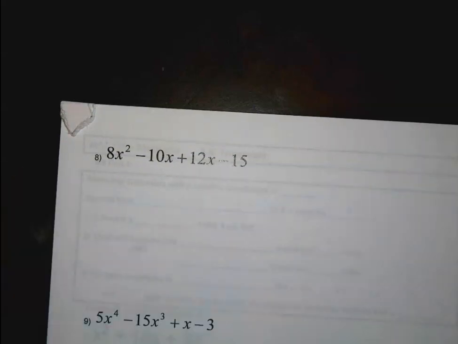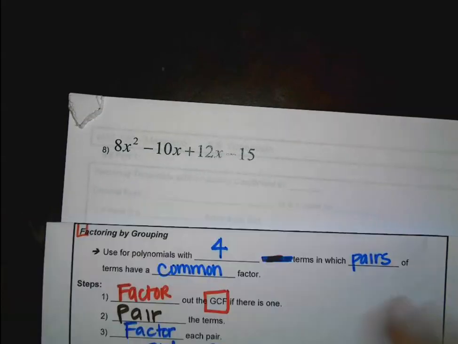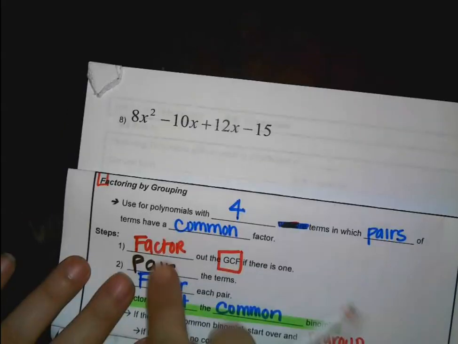Okay, so the very first step is we want to see if there is a GCF. That is always going to be the step when you see the F word, factor. So I'm going to look for a GCF.